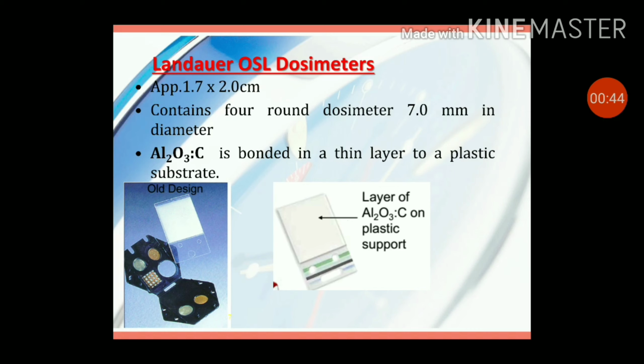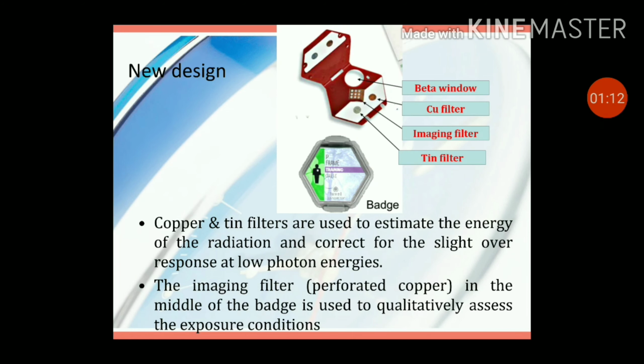The dosimeter of the Landauer Luxel TM badges are approximately 1.7 by 2.0 centimeters in size. The aluminum oxide doped with carbon is bonded in a thin layer to a plastic substrate. This one is the old design of the Luxel TM badge, and this one is the new design of the Luxel TM badge.